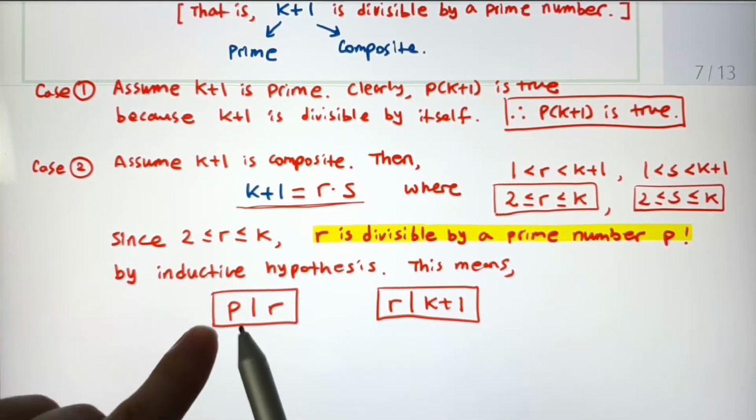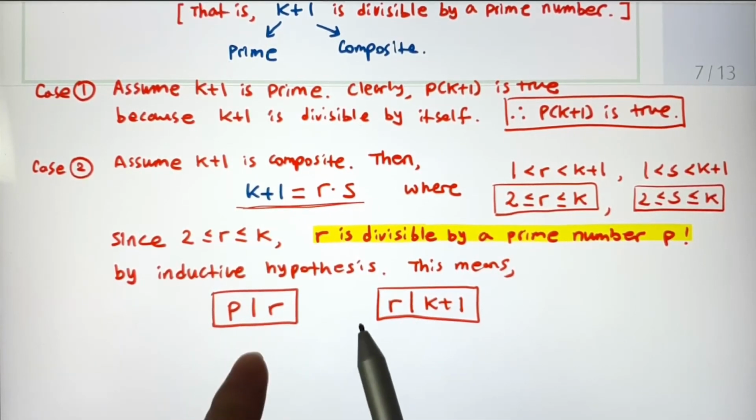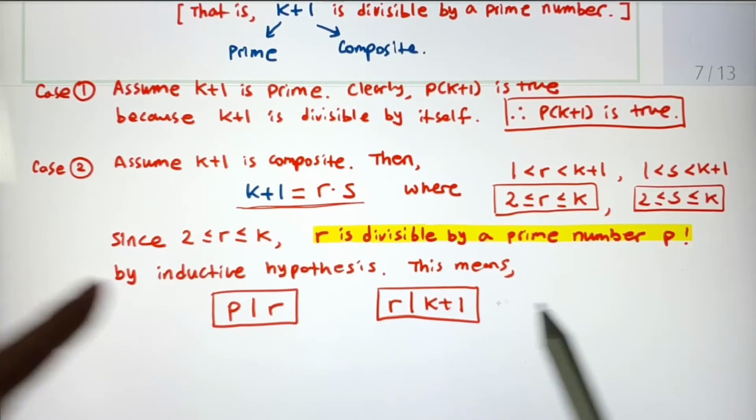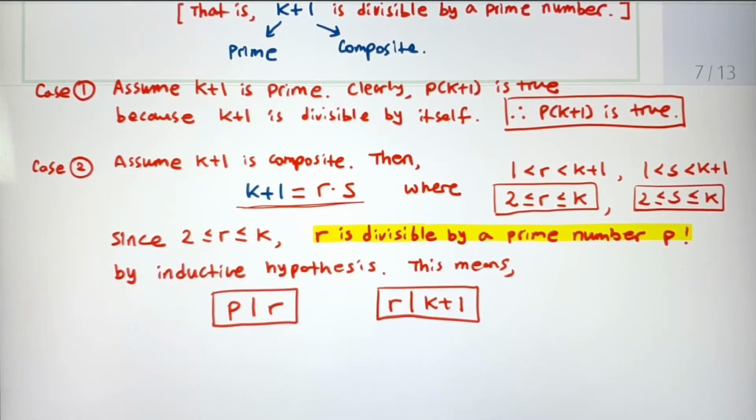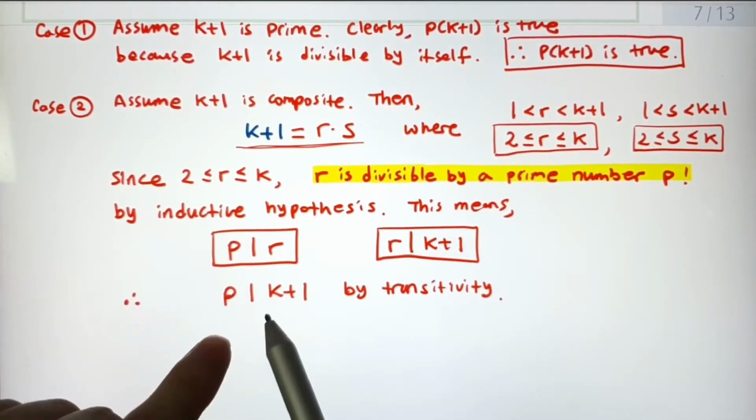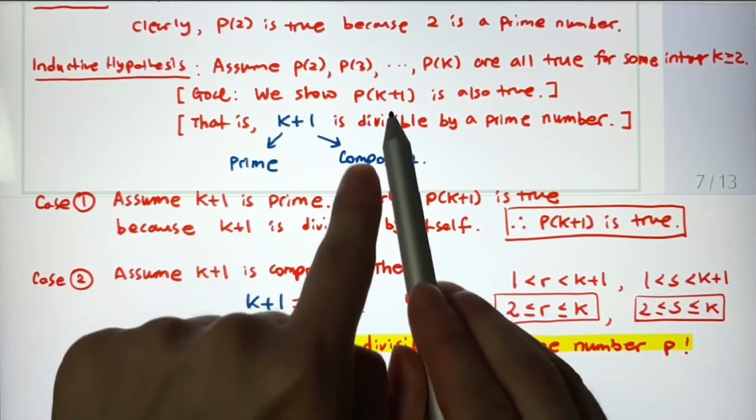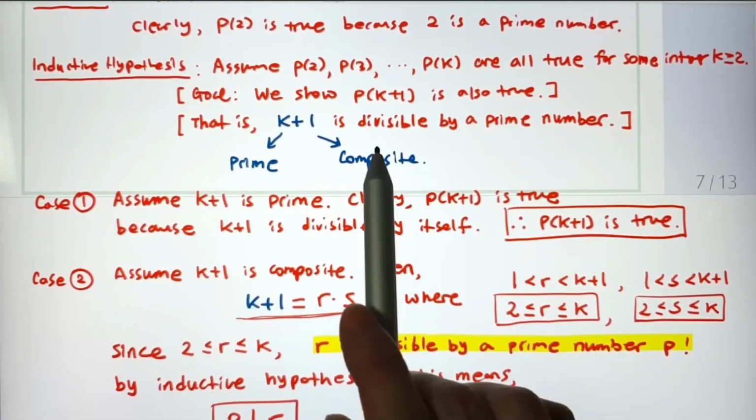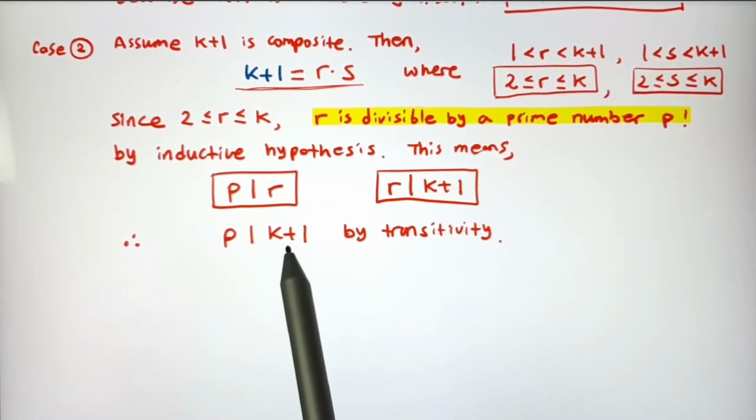On one hand, we have p divides r. On the other hand, we have r divides k plus 1. I have a feeling that we can use the transitivity property: p divides r and r divides k plus 1 combined together, so it becomes p divides k plus 1 using the transitivity property. Did you guys realize that we are done with the proof? Because our goal was to show that k plus 1 is divisible by a prime number. What did we do here? We just proved that p divides k plus 1. What does that mean? k plus 1 is divisible by a prime number p.